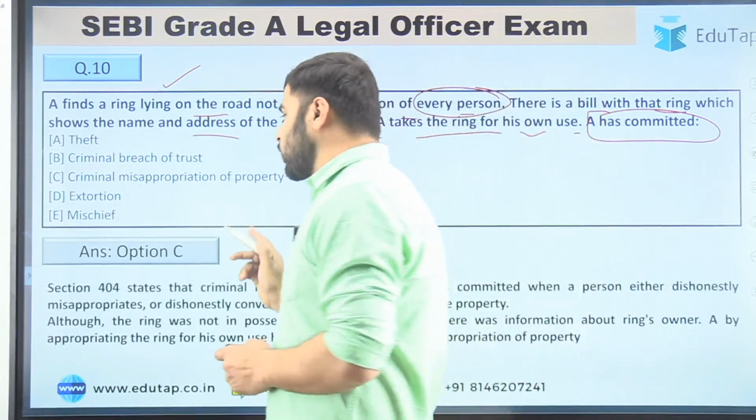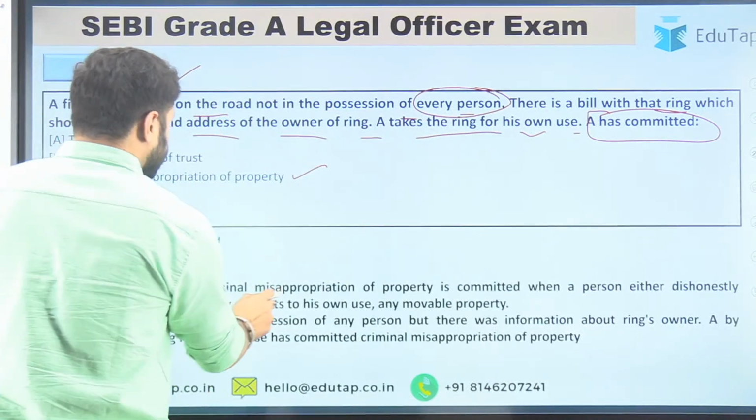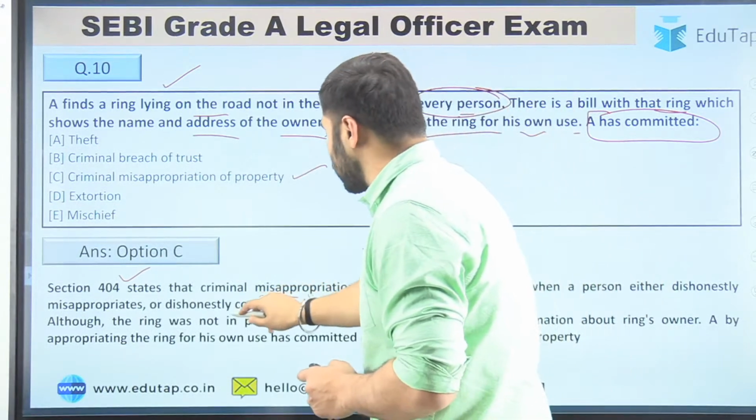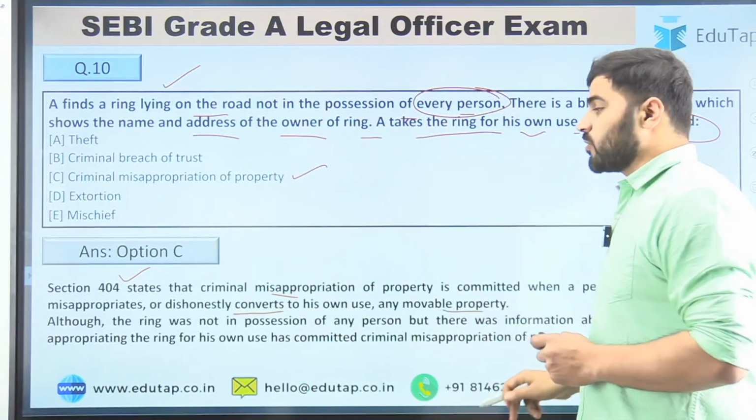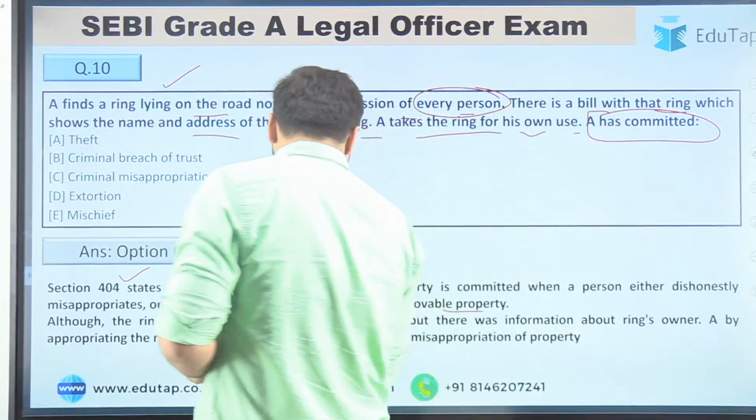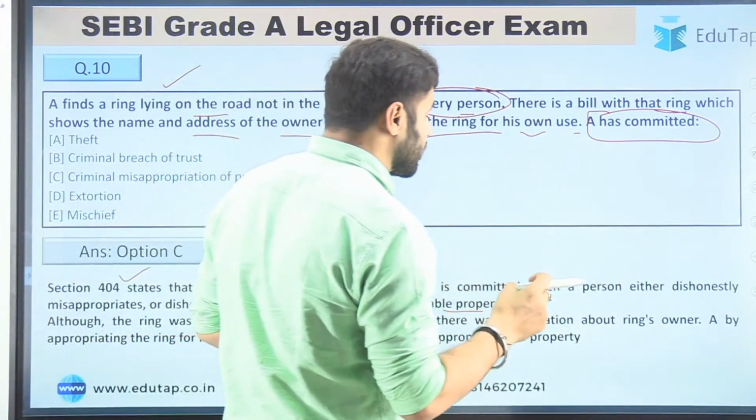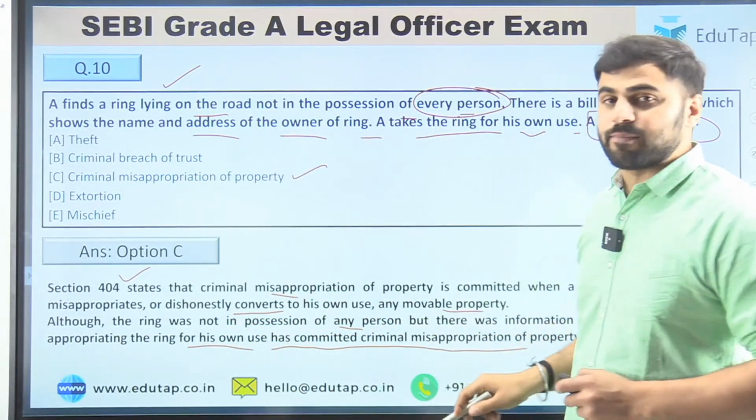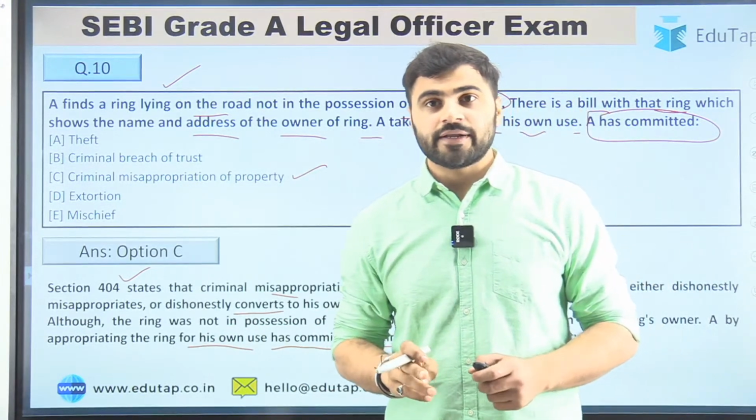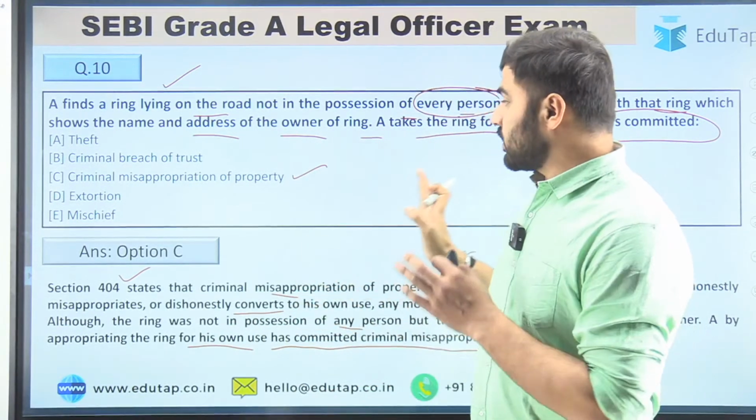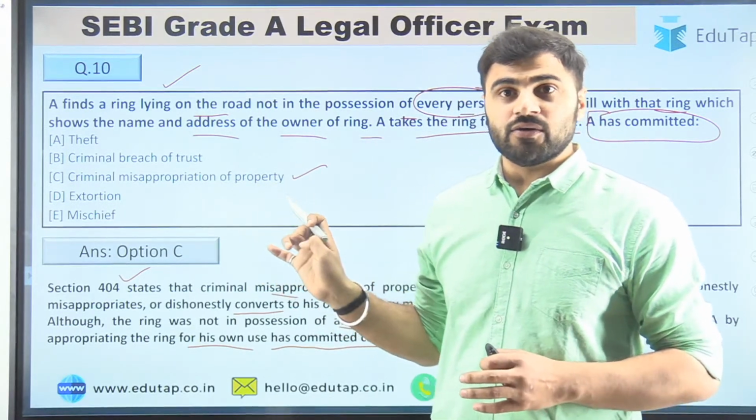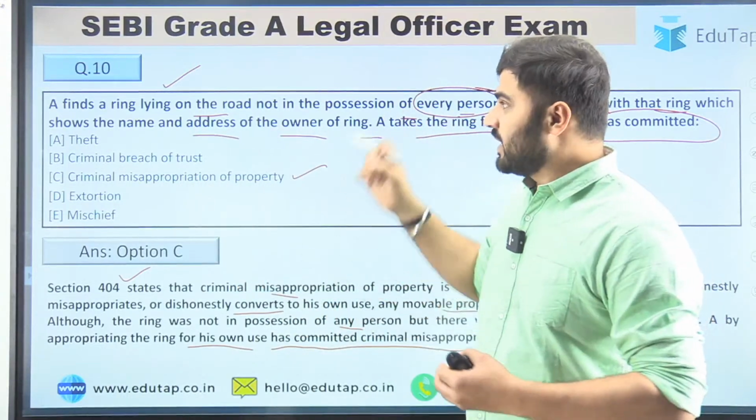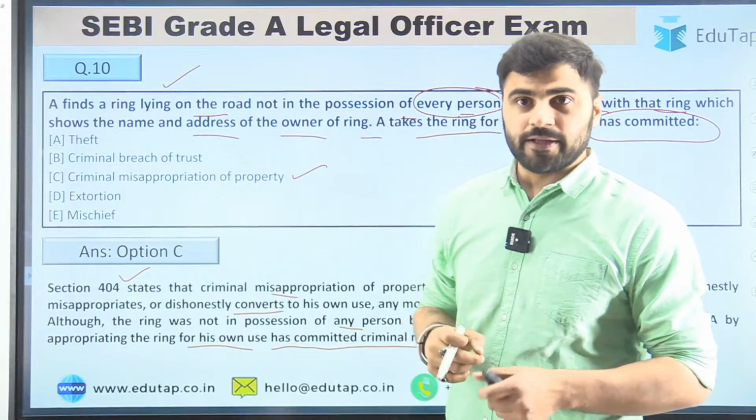Guys, if you read section 404 of the Indian Penal Code, it states that criminal misappropriation of property is committed when a person either dishonestly misappropriates or dishonestly converts to his own use any movable property. So although the ring was not in possession of any person, there was information about the ring's owner. So A, by appropriating the ring for his own use, has committed criminal misappropriation of property. Right? So those who are saying option number C, that is the right answer. And Ujjwala is saying option number A. No, Ujjwala, read the case properly, read the statement properly, then try to attempt that. This is the case of criminal misappropriation of property, right?